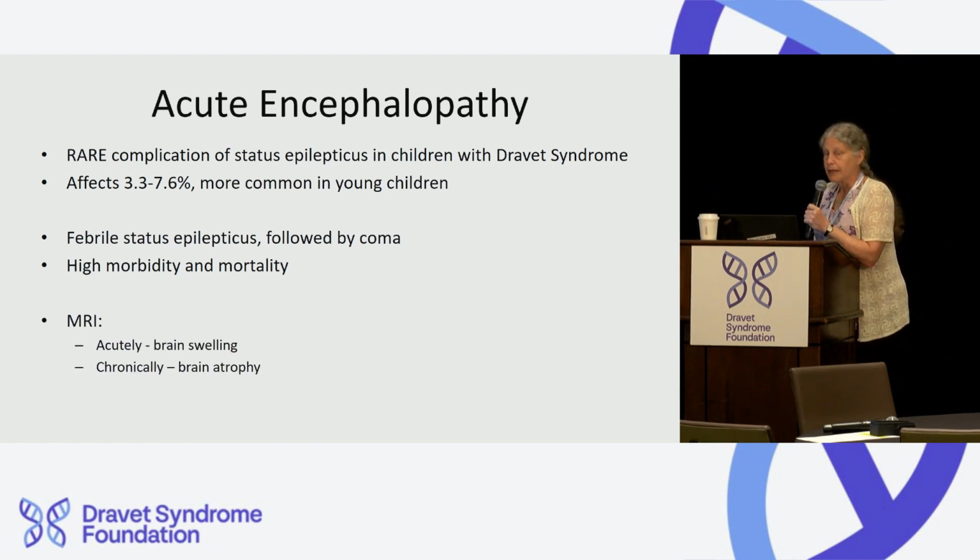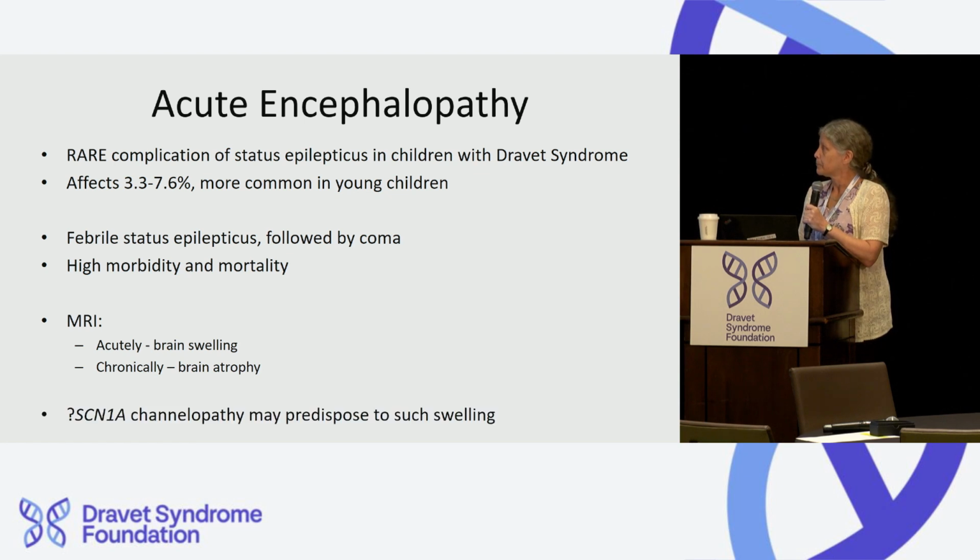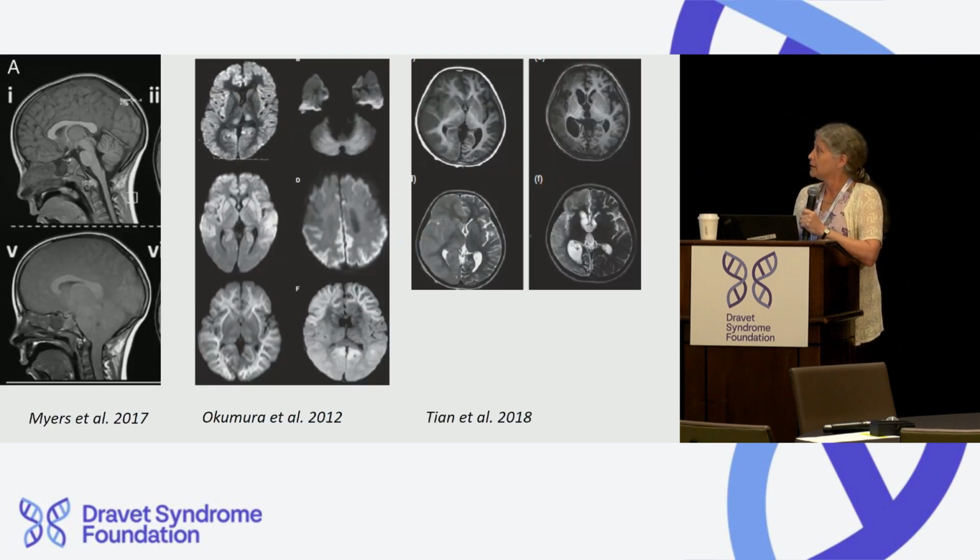On the MRI in these children, when this happens, we see acute brain swelling, and then over time, the brain becomes much smaller than it was before. And we don't know exactly why this happens. This seems to be related to the underlying sodium channel abnormality, but what's still a puzzle is why does it happen with that one seizure when many of these children have had 10 or 20 or 30 seizures beforehand, and it hasn't happened. So we still don't really understand this very well.